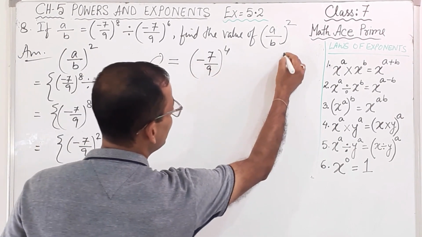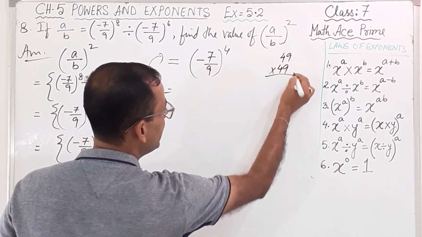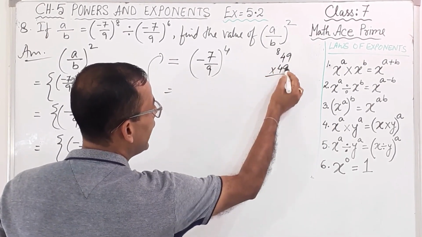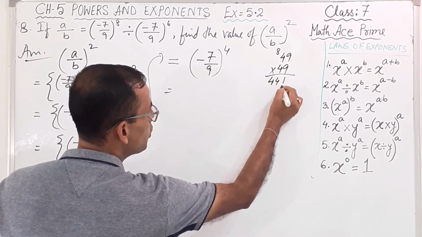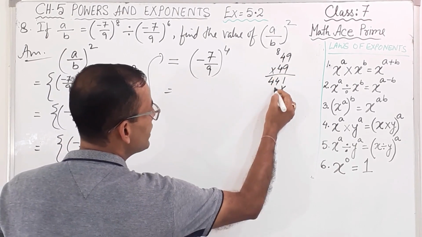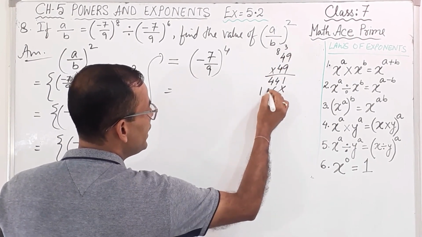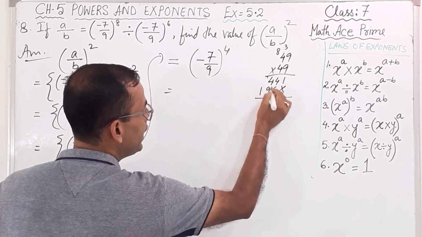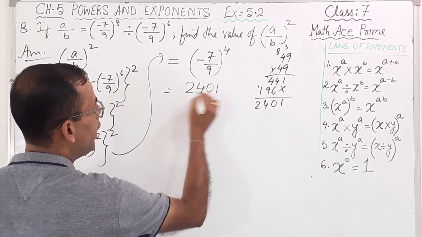So 7 sevens are 49. Again 7 sevens are 49. So 49 into 49 you multiply. So 9 nines are 81, 8. 9 fours are 36 plus 8, 44. Again cross. 4 nines are 36, 3. 4 fours are 16 plus 3, 19. So 1 and here 10, 14, 1, 2. So what you get? 2, 4, 0, 1.